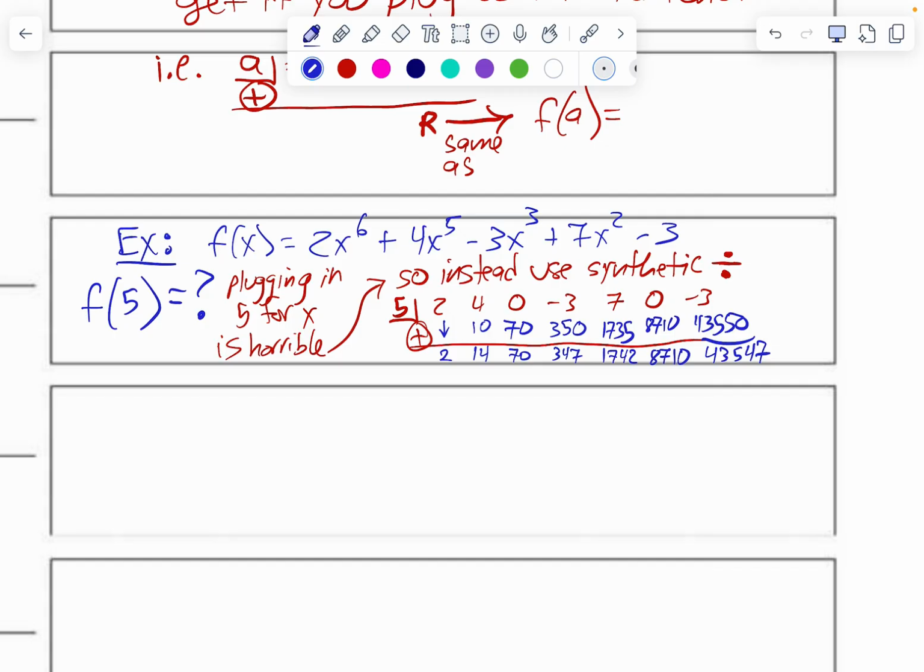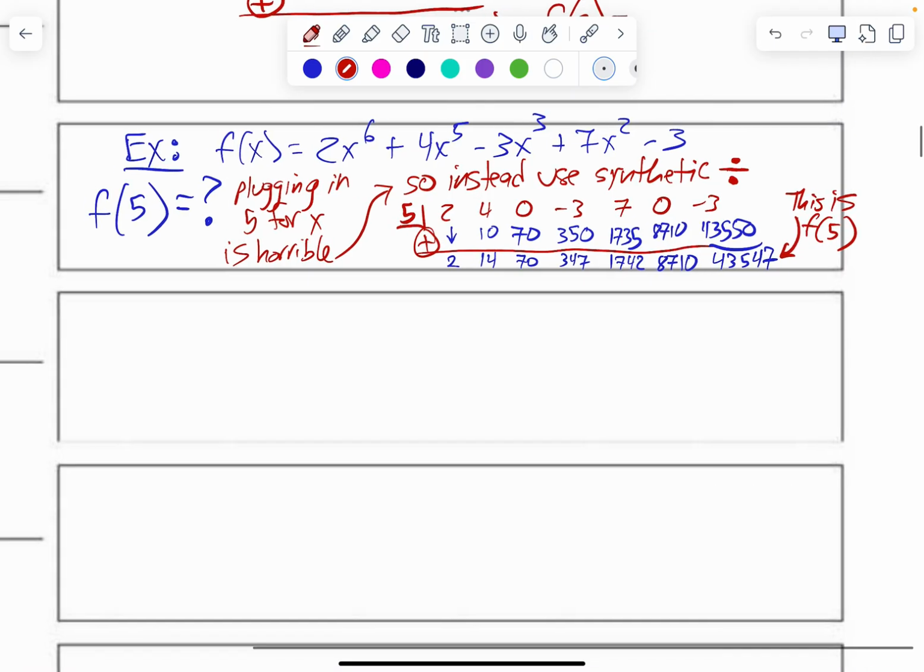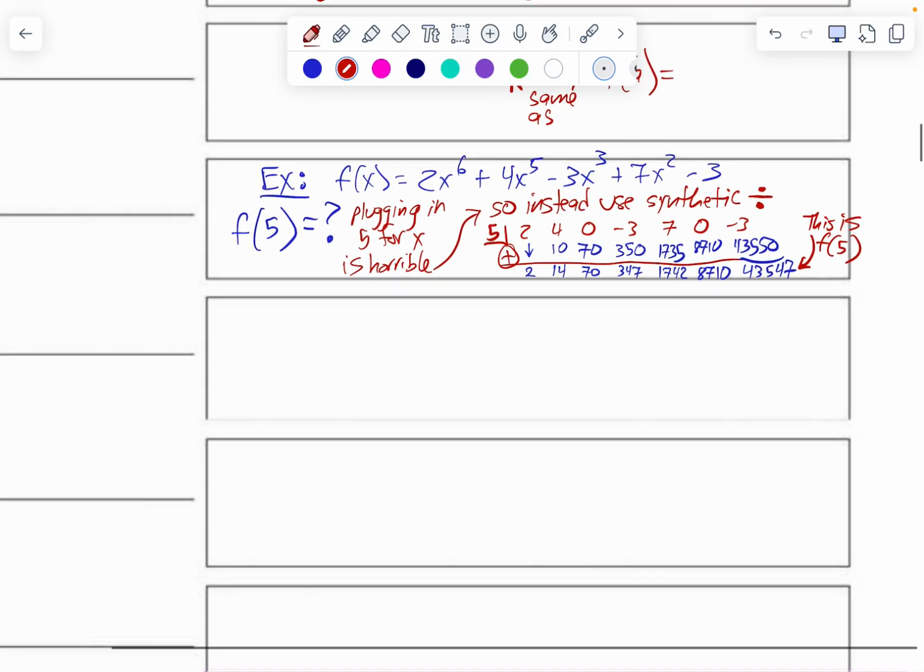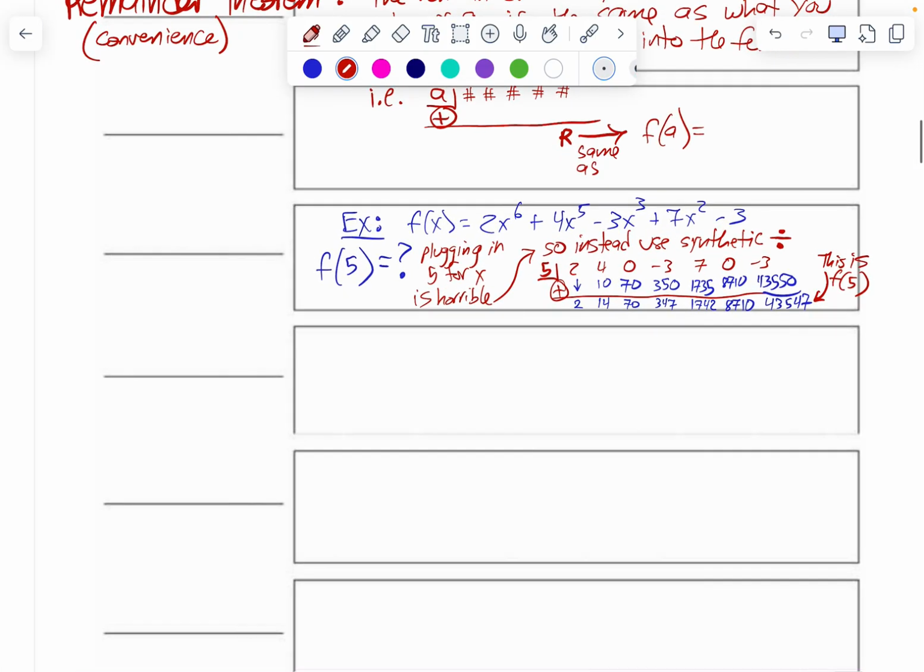Anyway, off to the side, write this. This is f of 5. That's all that one says. Now, I don't know if that was better for you. It was definitely better for me. I would rather do that than plug it into x to the 6th, 5th, 4th, all that stuff, because at least I could do it in my head this way. But do you see how it's still just a matter of convenience?